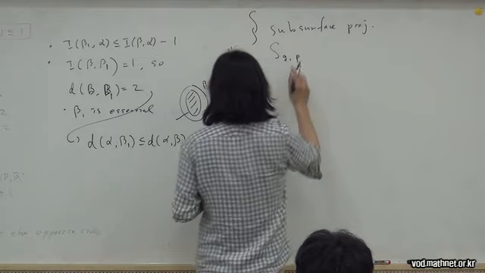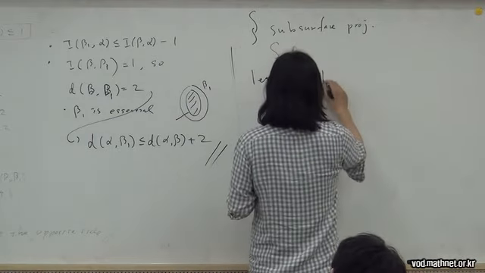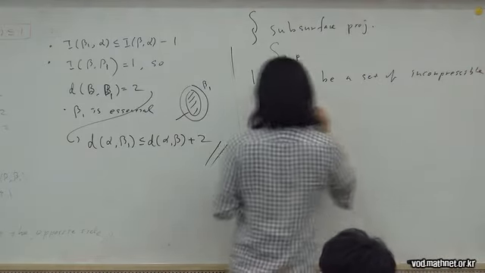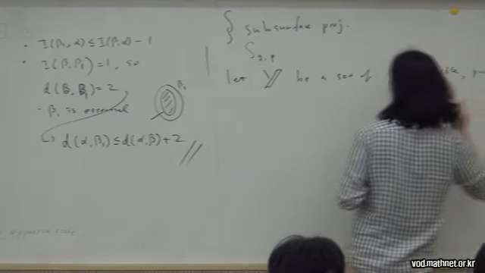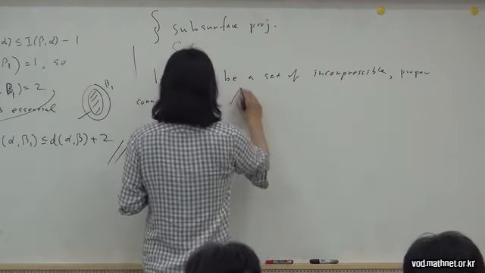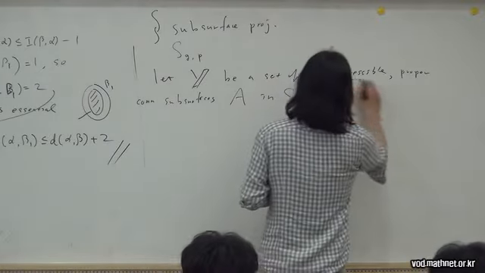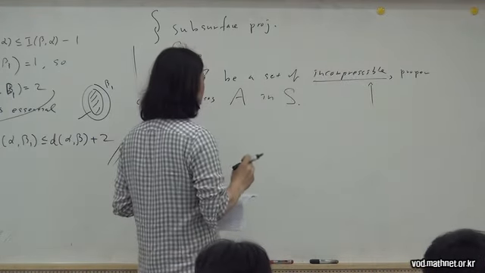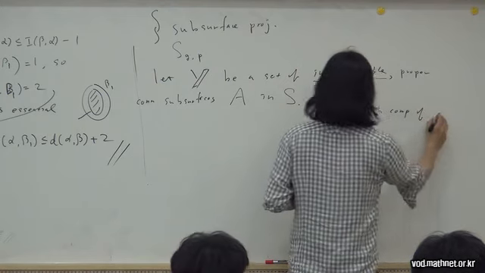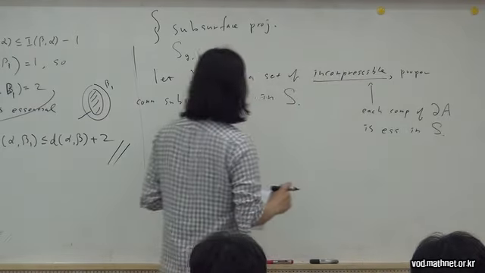So I still started the GP, and now let, as before, Y be a set of incompressible and proper subsurfaces, maybe connected, A in S. Proper means, in this case, A is not S. Incompressible means each component of the boundary of A is essential in S. I guess this is the right way to say.